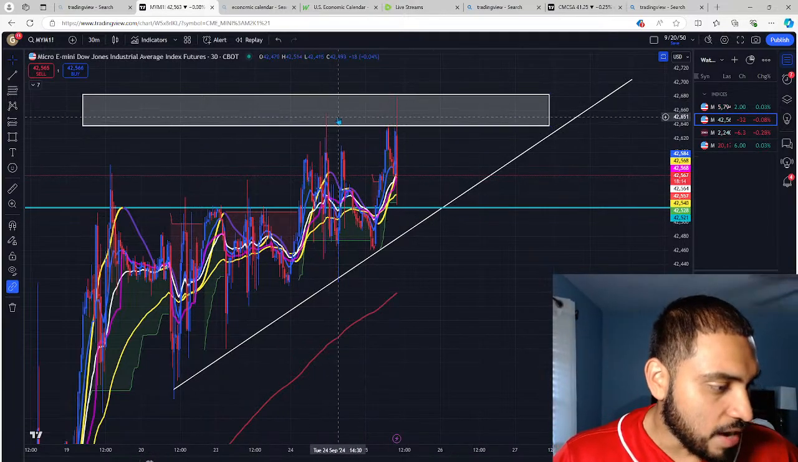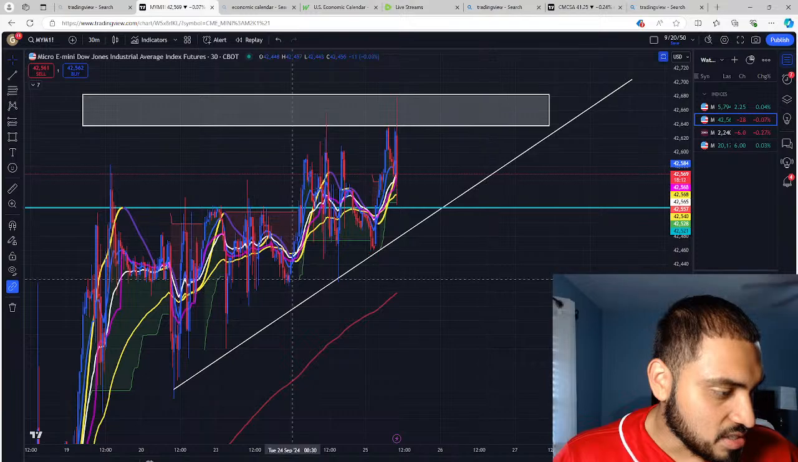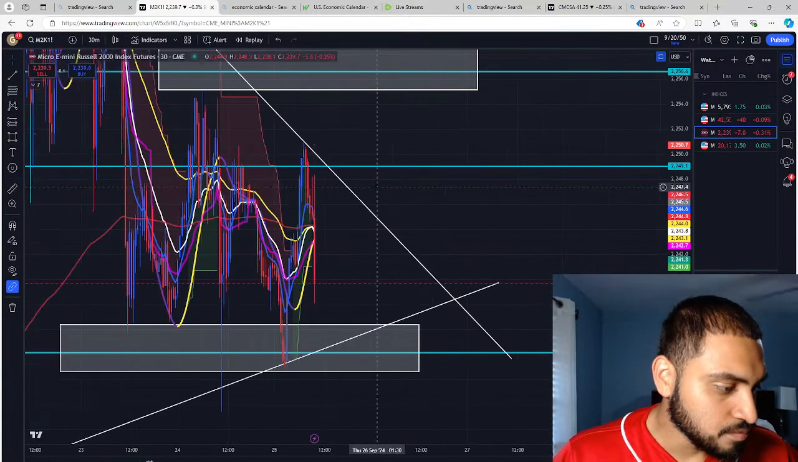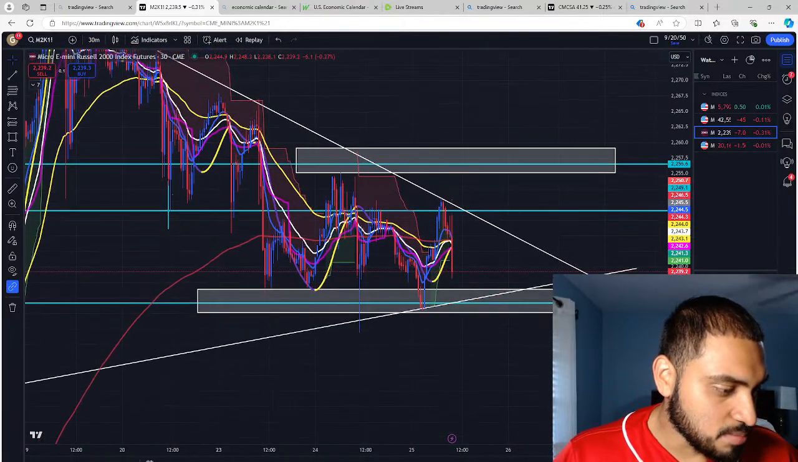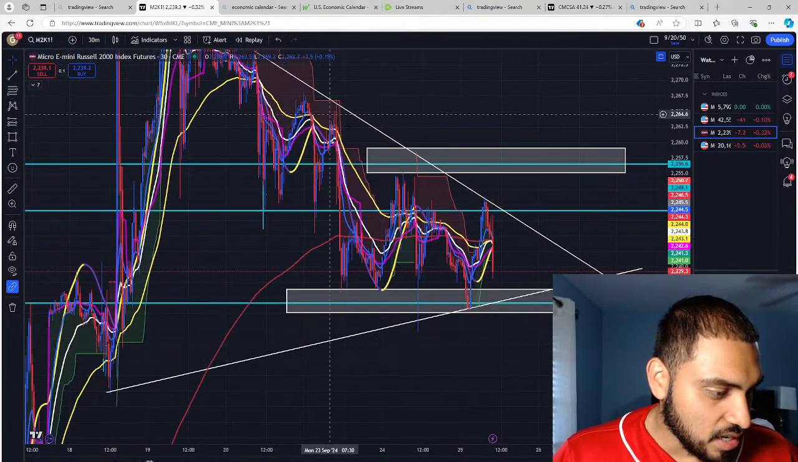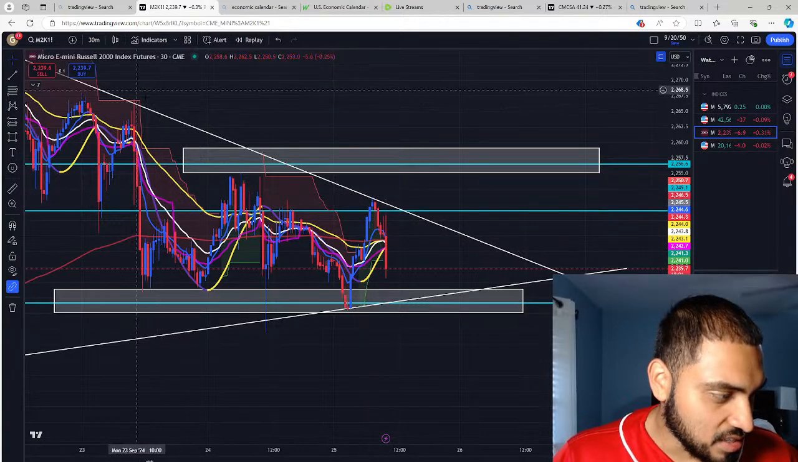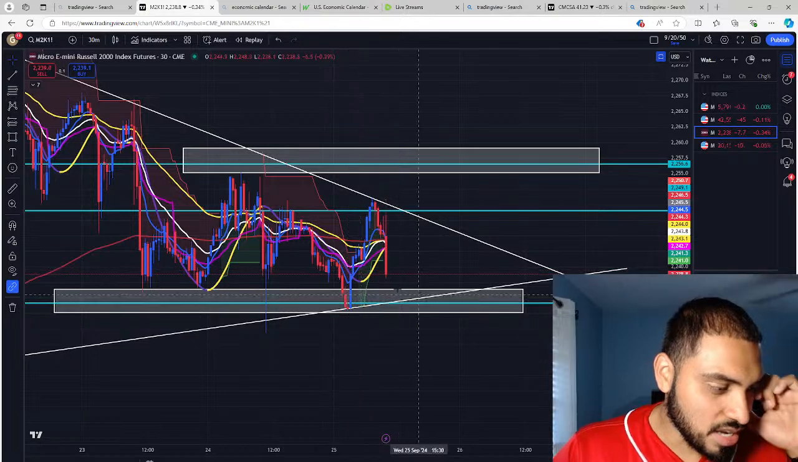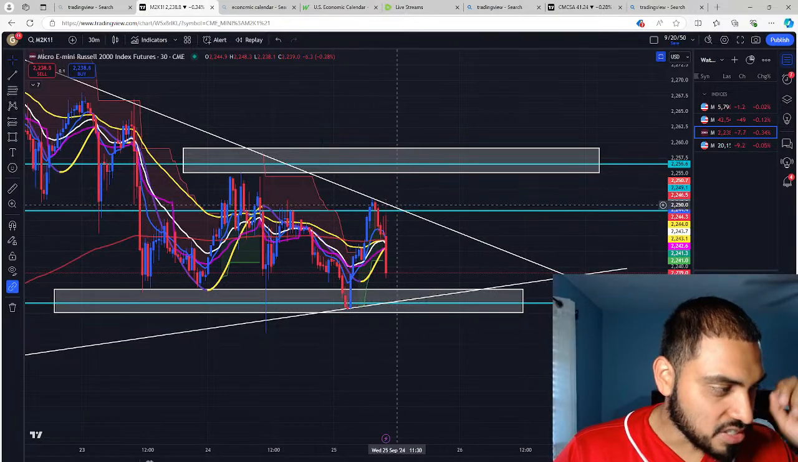We got resistance up here. Price is uptrending, but we are in a tight range. We come back to the Russell. On the Russell right here, this is my canvas that I painted, where price action is hitting this pivot. It's coming up, so it's compressed on a tight range. There's an area of support right there, area of resistance right here.